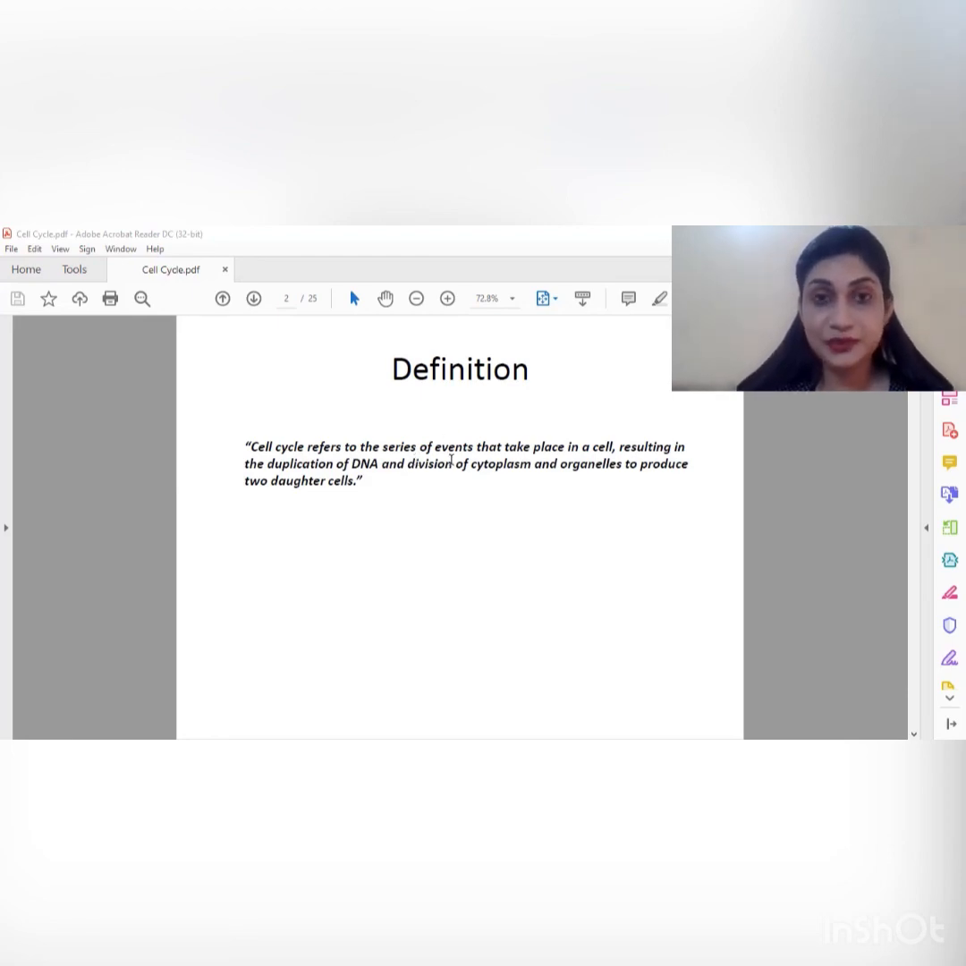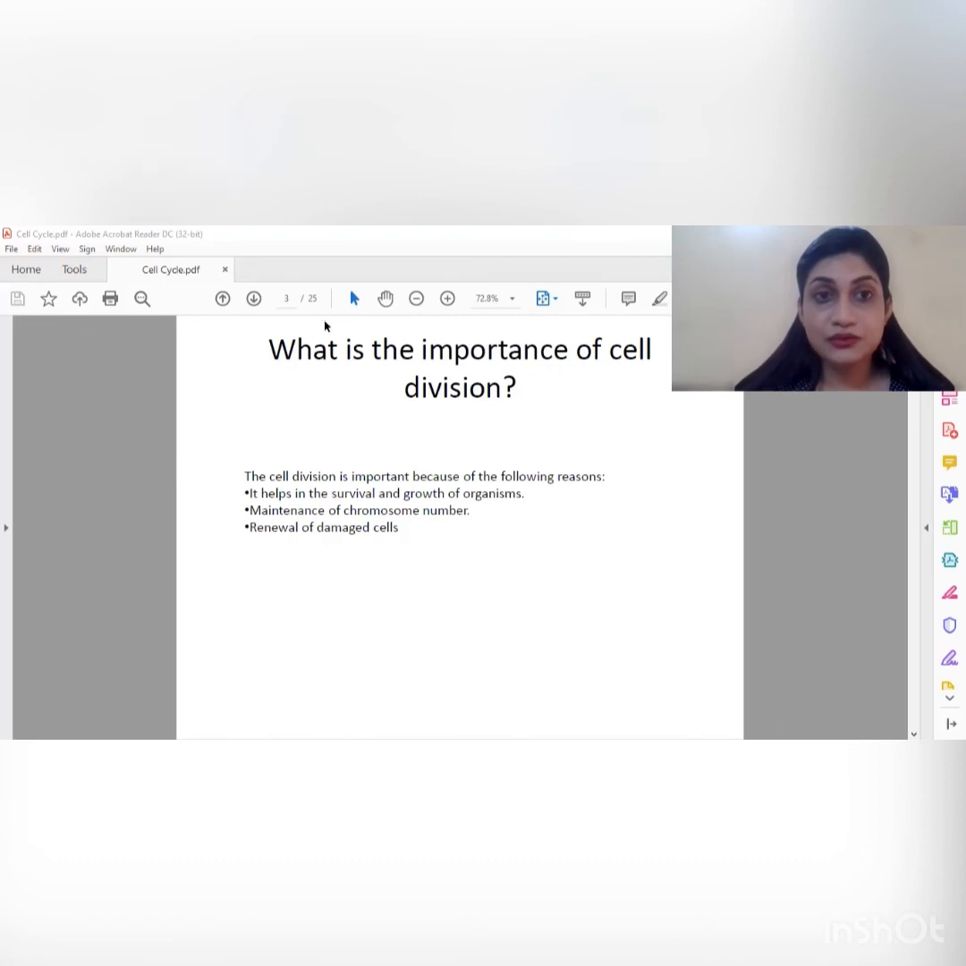Okay. So what is the importance of cell division? So now that we have learned about mitosis, let's see what is the importance. Okay, why is it necessary? So cell division is important because of the following reasons. It helps in survival and growth. So in order to grow, the cell needs to divide. Unless and until it divides, how will there be many more cells? Okay. So in order to survive, to repair itself from the damages, it goes under cell cycle.